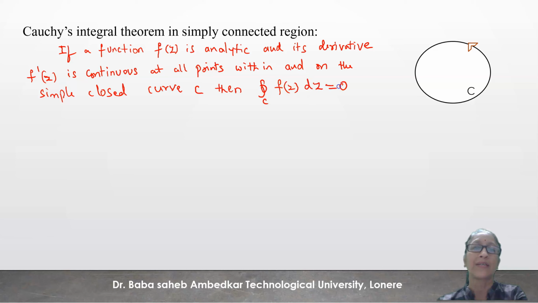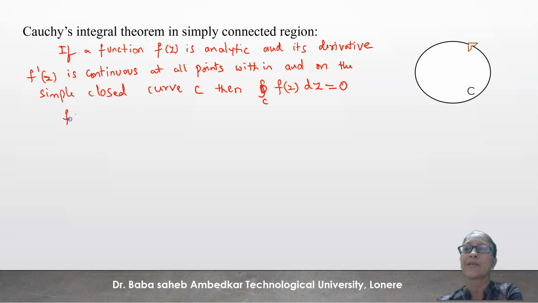What is the meaning of contour integration? Here, if f(z) is an analytic function within this simple closed curve C and on this curve C, then the integration of f(z) along this simple closed curve is 0. Integration along a closed curve is denoted by a contour integral. So the contour integral of f(z) dz is 0. If you read this, there is one point: f'(z) is continuous at all points within and on the simple closed curve C.